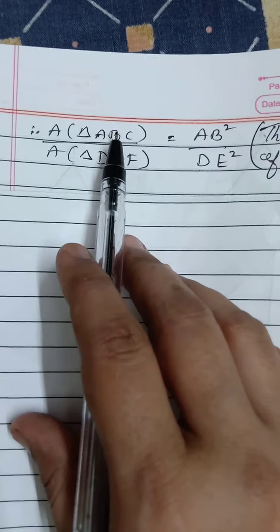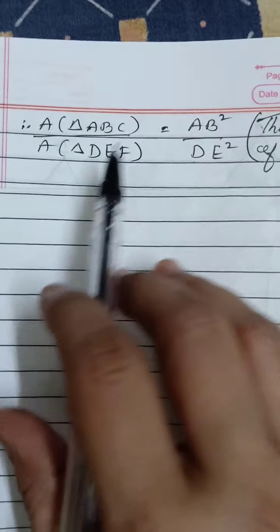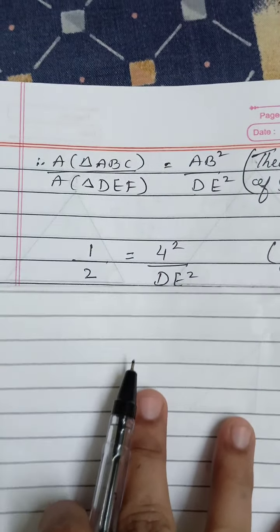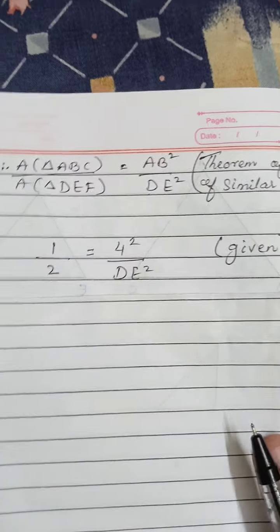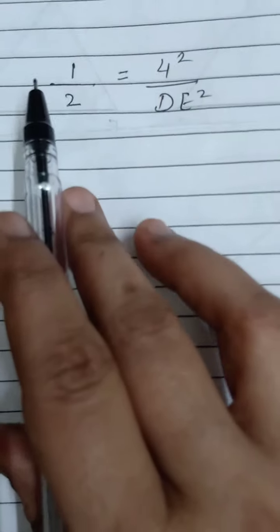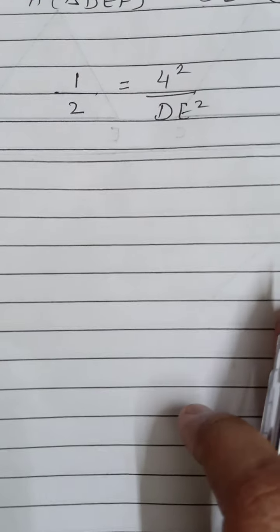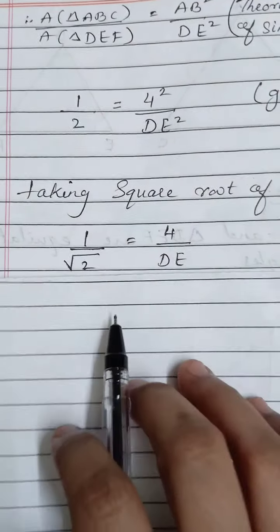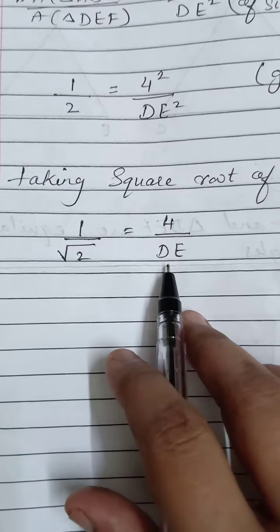The ratio of the areas is already 1/2 and the value of AB is 4. So all these values will be applied here. So 1/2 and then 4 square and then DE square. Again in the same way, we have to remove this square. So we'll take the square root of both sides. So this square will be removed. Root of 1 will be 1 and the root of 2 we don't know, so we will write under root 2 only. So 1/√2, taking square root of both sides, 1/√2 will be equal to 4/DE.